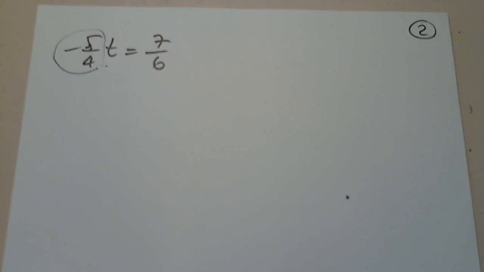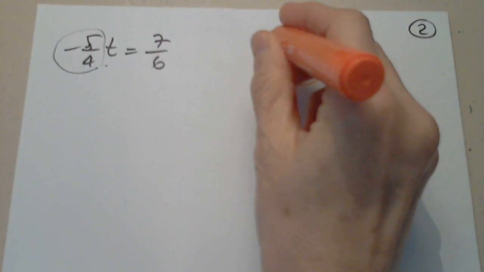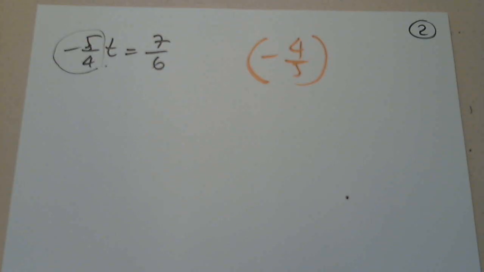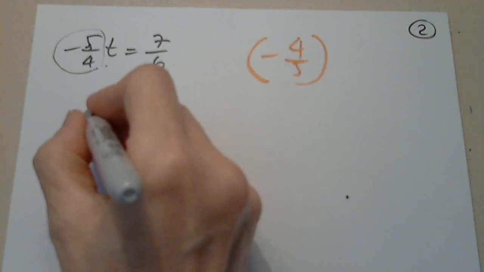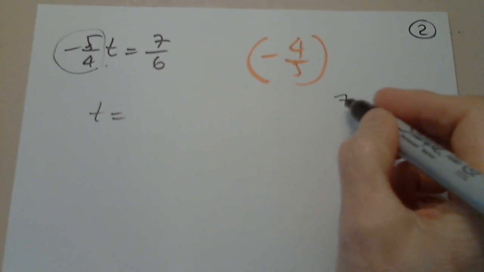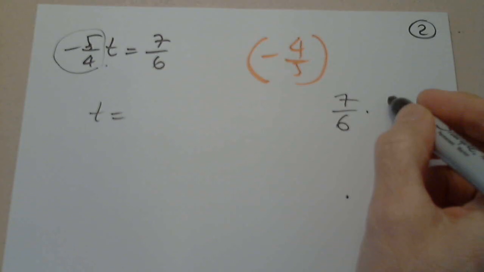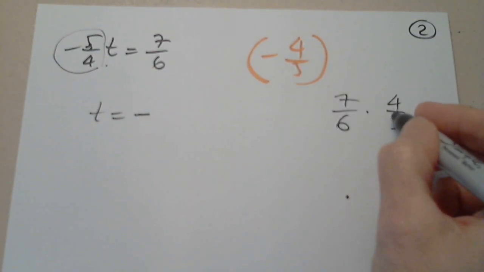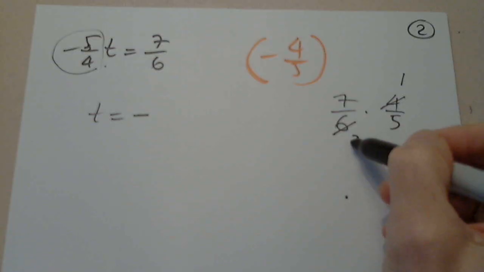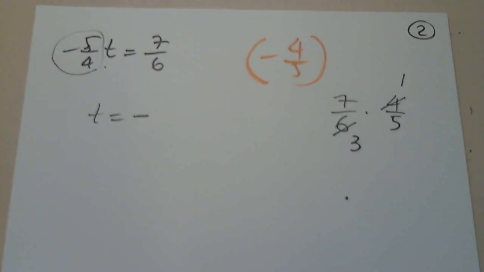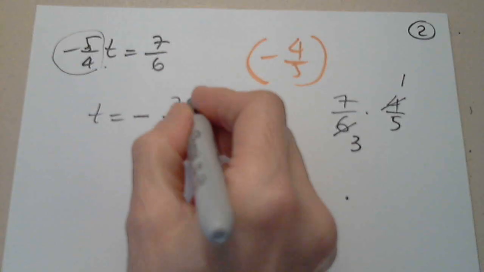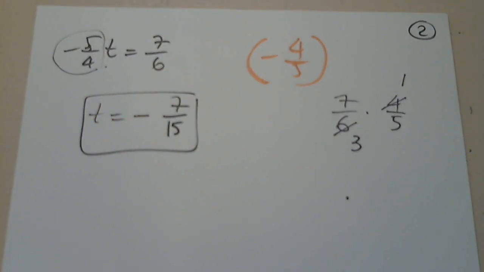In order to get rid of negative 5/4, we have to multiply both sides by negative 4/5, the multiplicative inverse of negative 5/4. So then t equals, and when I multiply on the right hand side 7/6, of course it's a negative number, by 4/5, I will simplify first. I refuse to multiply if I can simplify first. So it's 7/15. You should also refuse to multiply if you can simplify first.